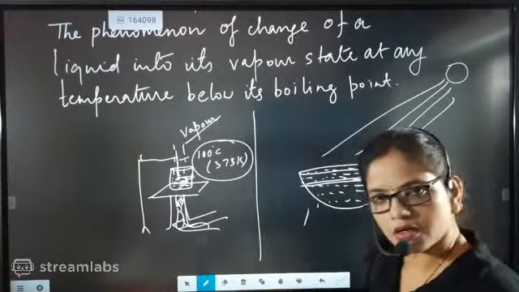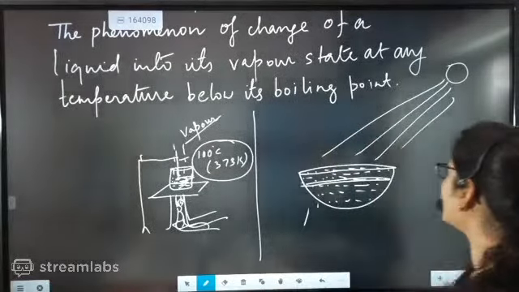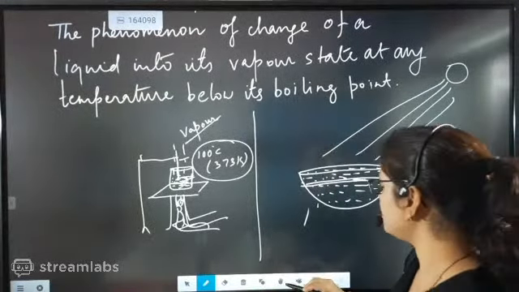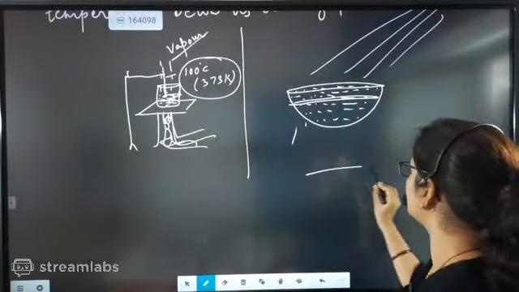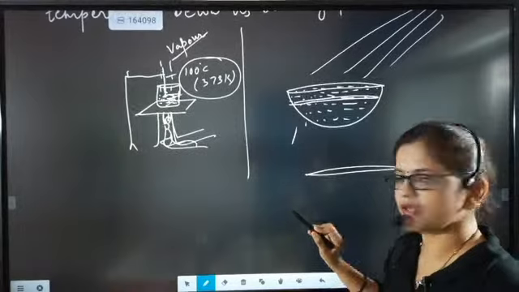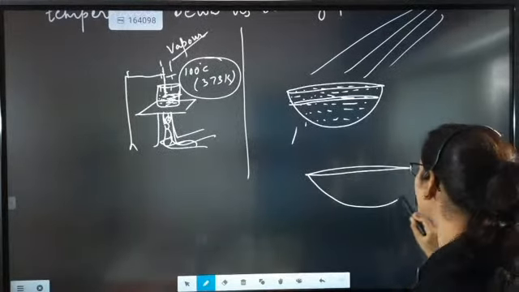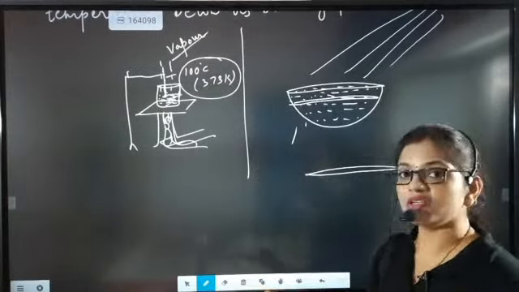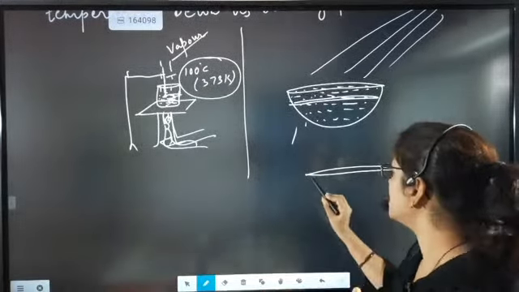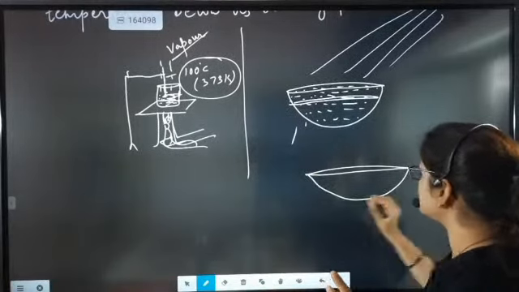Okay, understood or not? Second, I kept a bowl outside, and today it is not a sunny day. It is not a sunny day. I kept the bowl. Oh, drawing is super. I want you to understand both the difference nicely, and that's why, beta, I am discussing all this.